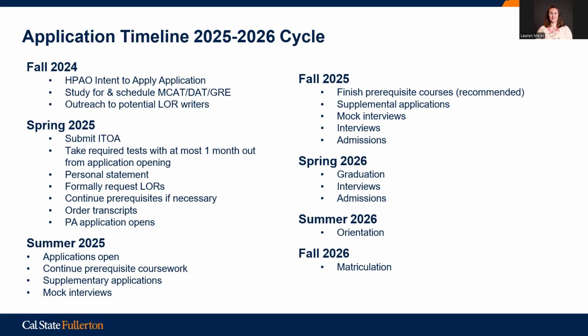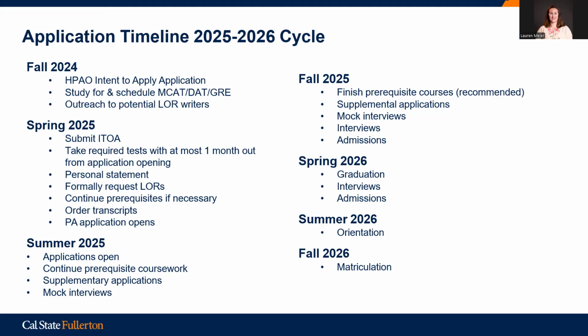In spring 2025, they submitted their intent to apply. They were taking any required tests at most 1 month out from the application opening, right? They're finalizing personal statements, formally requesting those letters of recommendation, continuing prereqs if necessary, ordering transcripts, and then this is when the PA application opened. In the summer of 2025, this is when the rest of the applications are open and being submitted, continuing coursework. This is when the bulk of supplementary applications are starting to come in.